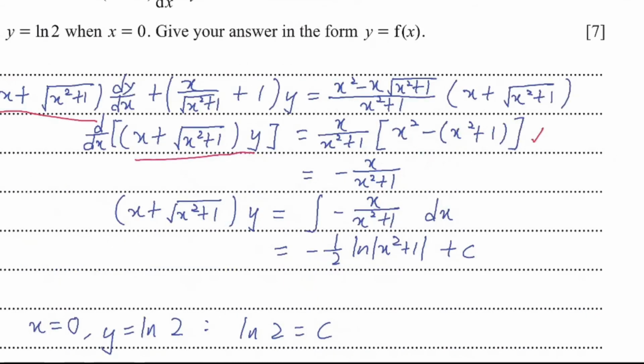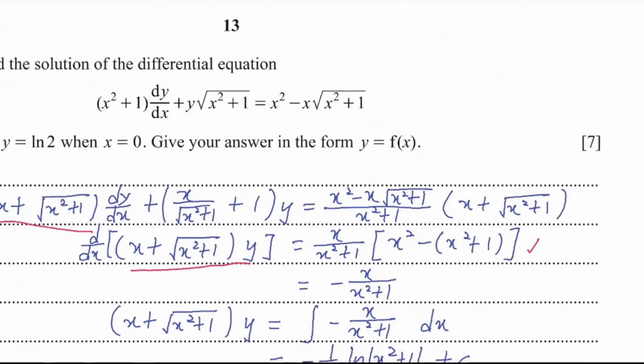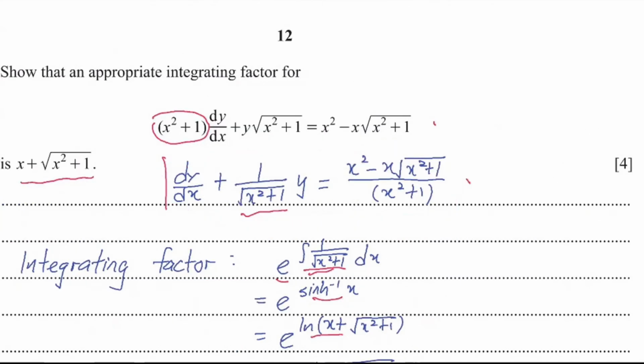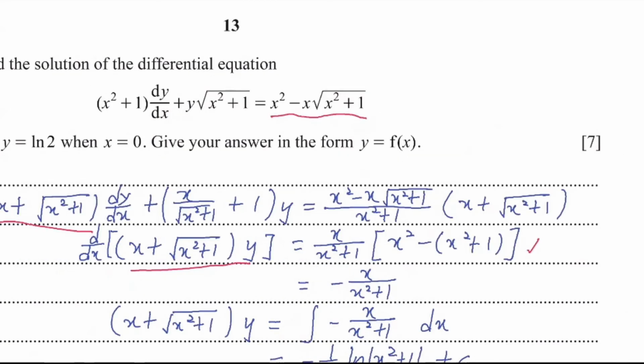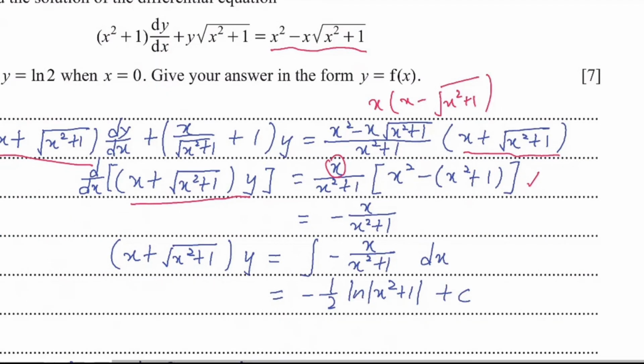Okay, so you can see the left hand side here is like having this form. Maybe we'll just look at this here. So the right hand side is actually having this form here. So we could factorize one of the x out. So here we will have x and then x minus the square root of x squared plus 1, which could be multiplied by this x plus the square root of x squared plus 1.